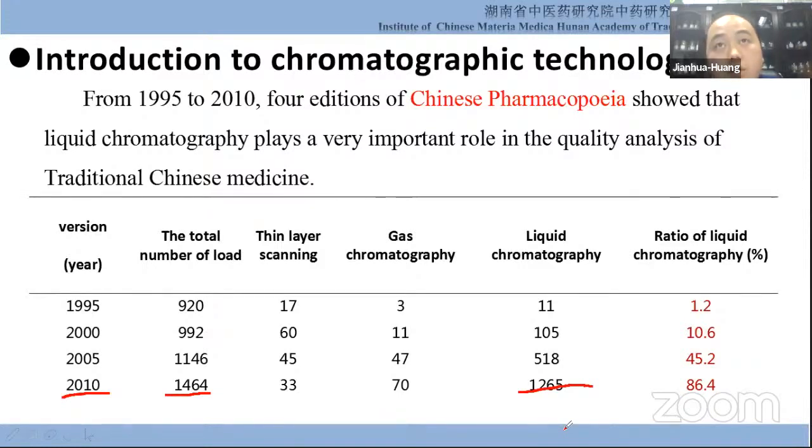Chromatography has been used 20,064 times, and also the percentage of liquid chromatography being used increased from 1.2 to 86.4. So that means most of the herbals can be analyzed by using the HPLC method.